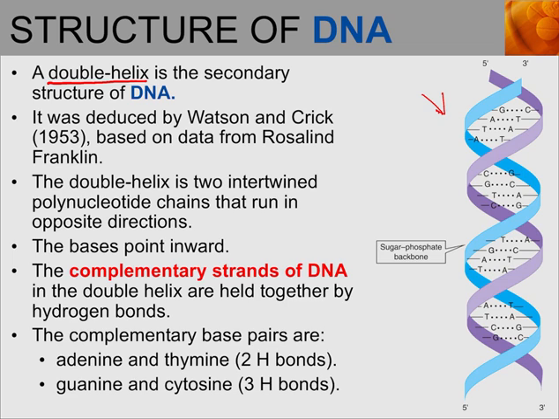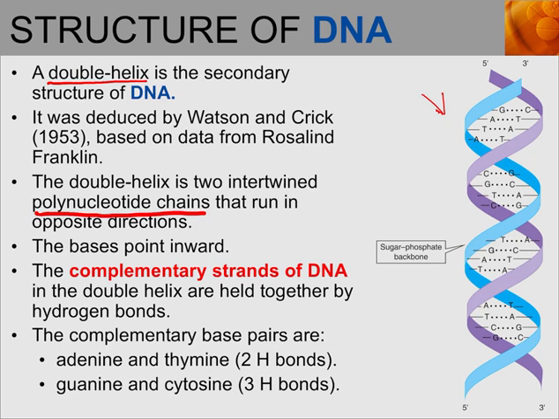They actually received the Nobel Prize for their work, although their work was based on data from Rosalind Franklin as well, but she doesn't get credited as often with this structure of DNA. So this double helix has two intertwined chains. You can see the blue chain and the purple chain there. These are referred to as polynucleotide chains.